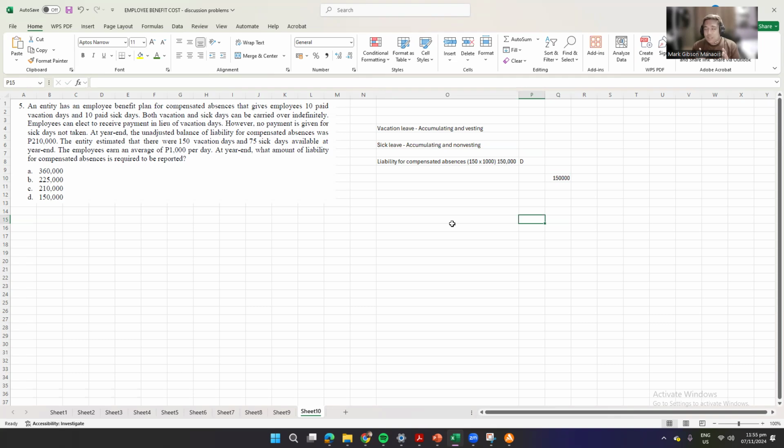The problem said that the sick leave, ito, however, no payment is given for sick days not taken. So kung may natira pa, 75 sick days pa yung available, hindi yan babayaran. It will expire. So anong ginagawang diskarte? No? So dinidiskarte yan. Pero ito, well, again, it depends on the company policy. Also depends on how you communicate with your manager.